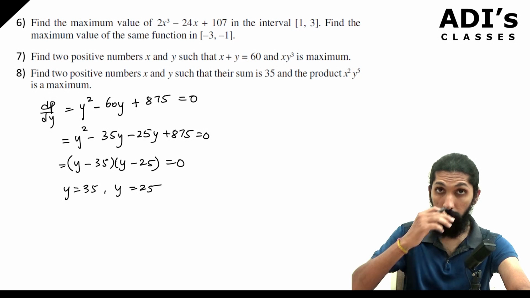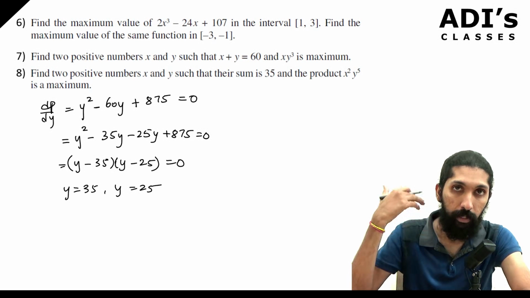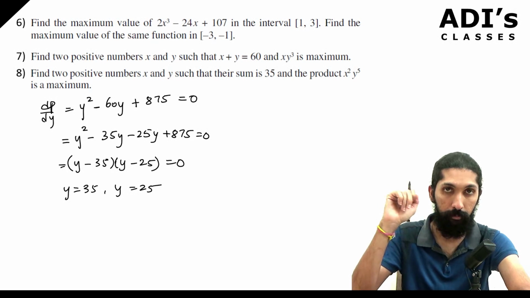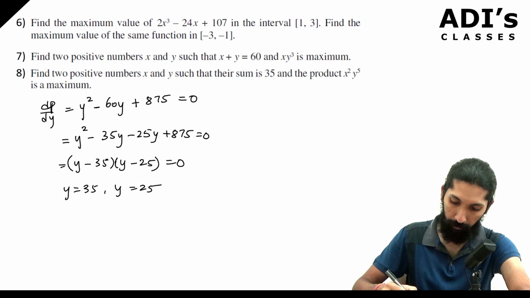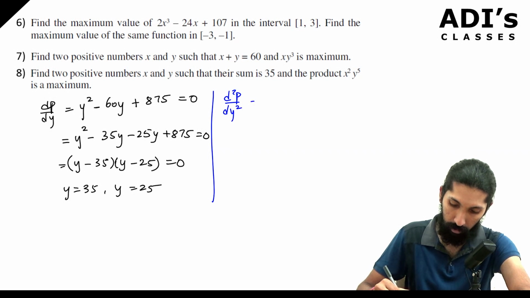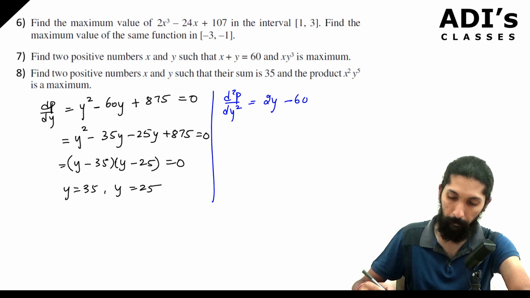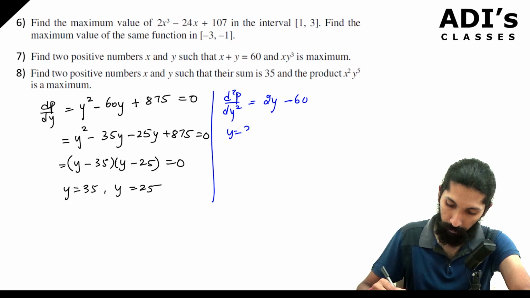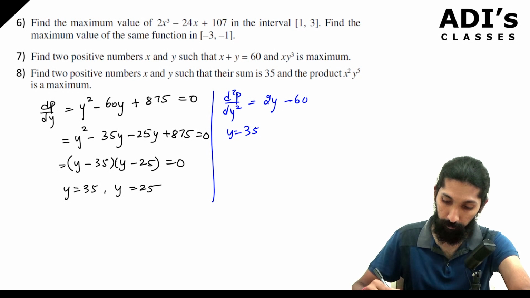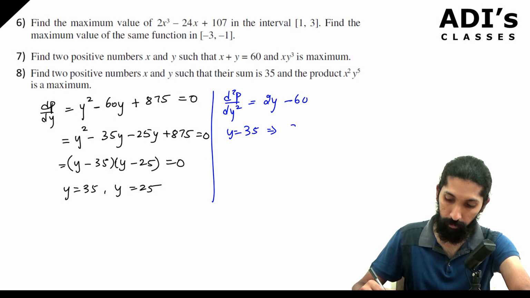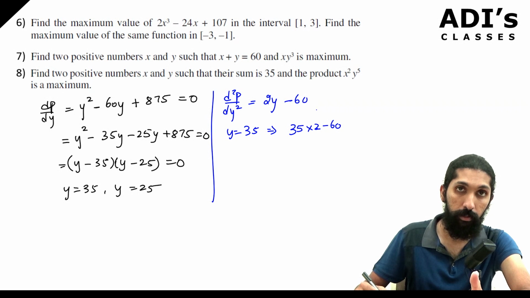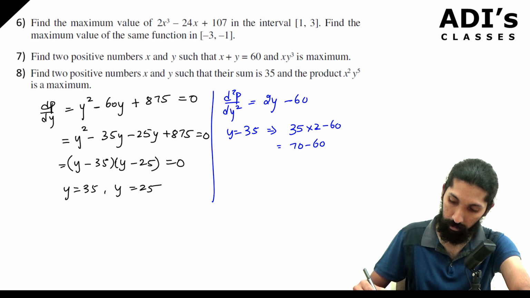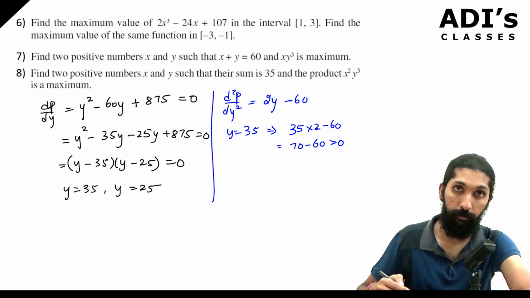Now comes the second derivative test, because you need to prove that the second derivative is negative for it to be a maximum, isn't it? Now what do we do? The second derivative is very easy to figure out. The second derivative d square P by dy square is 2y minus 60. Put the y value as 35 first. If you take 35, what do you get? 2 into 35 minus 60. 70 minus 60 is positive, greater than 0. So discard 35.